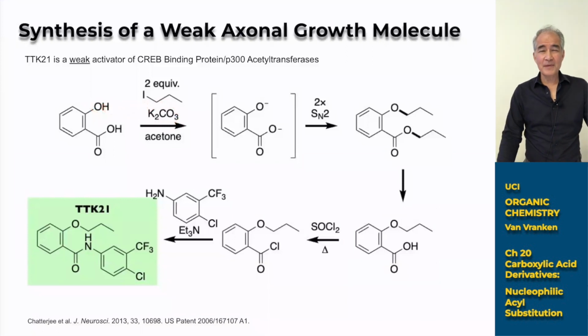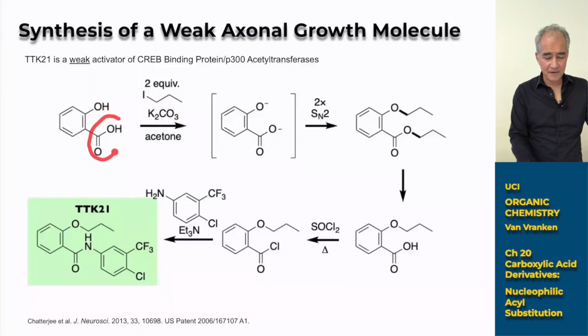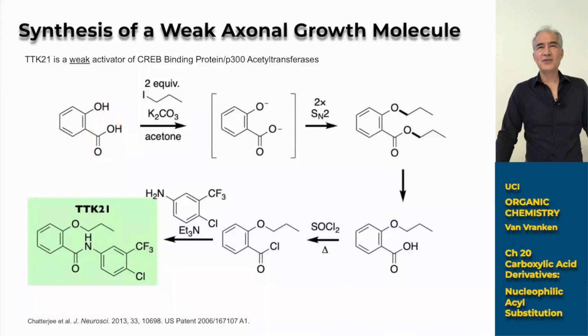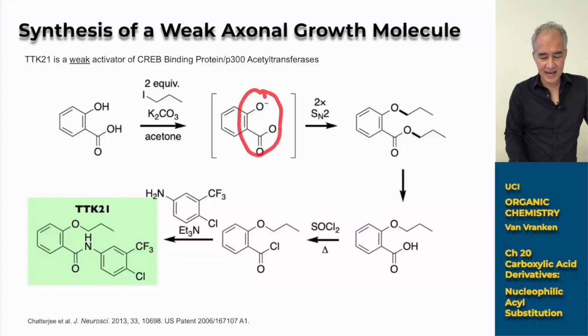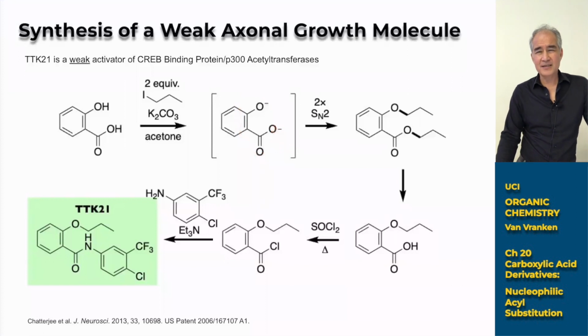Now, potassium carbonate is a base, and that means the first thing it's going to do is deprotonate the most acidic group, and that's the carboxylic acid. That's going to be the first thing that gets deprotonated. So they can't stop it from forming this dianion, and they must have observed some SN2 reaction with the propyl iodide with this carboxylate, so they just went ahead and added 2 equivalents of propyl iodide.